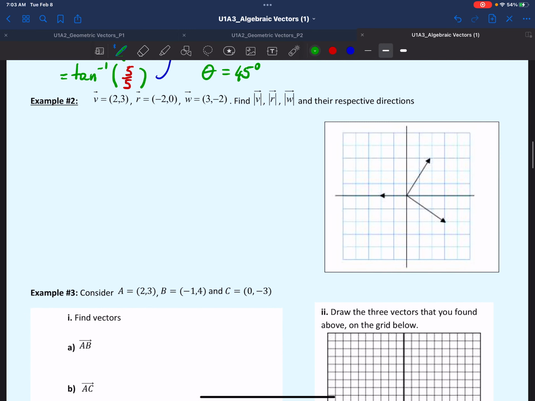Now let's take a look at another example. We're given 3 vectors, V, R, and W, and they're drawn here for us. And we have to find their magnitudes and their respective directions. So I'll start off with giving them a name here on the Cartesian plane. So we have the vector V, 2, 3. We have the vector R, -2, 0. And vector W, 3 and -2. So that's W, V, and R.